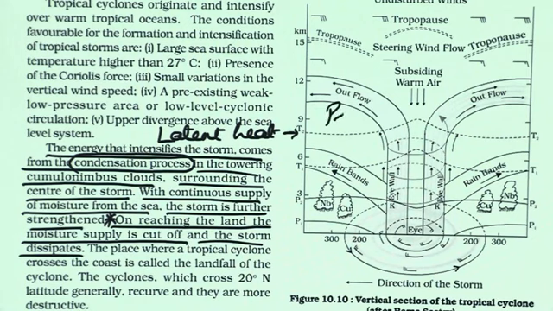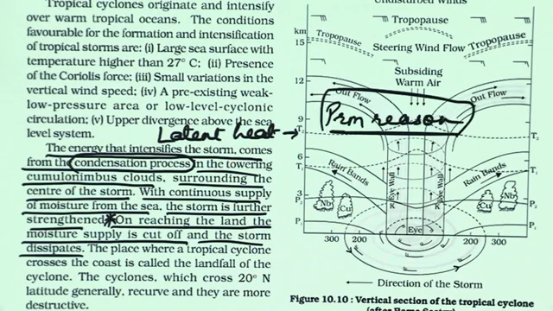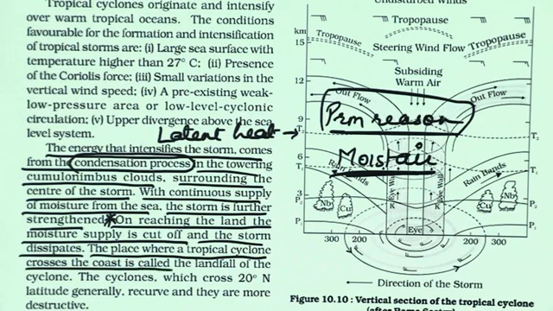So the primary reason for a tropical cyclone to not exist over land is that there will be a lack of availability of moist air. This is very important. So, where do we experience tropical cyclonic circulation and its effectivity? It's in coastal areas. The place where a tropical cyclone crosses the coast is called the landfall of the cyclone.